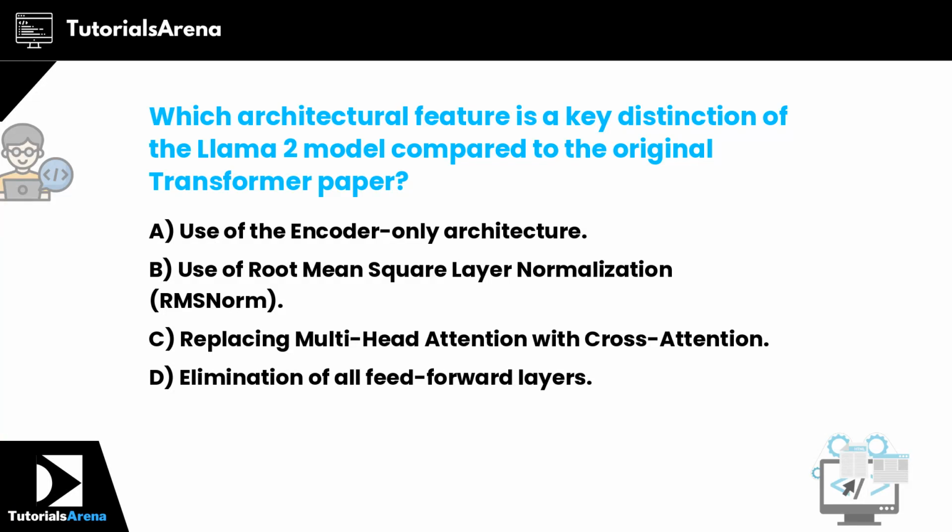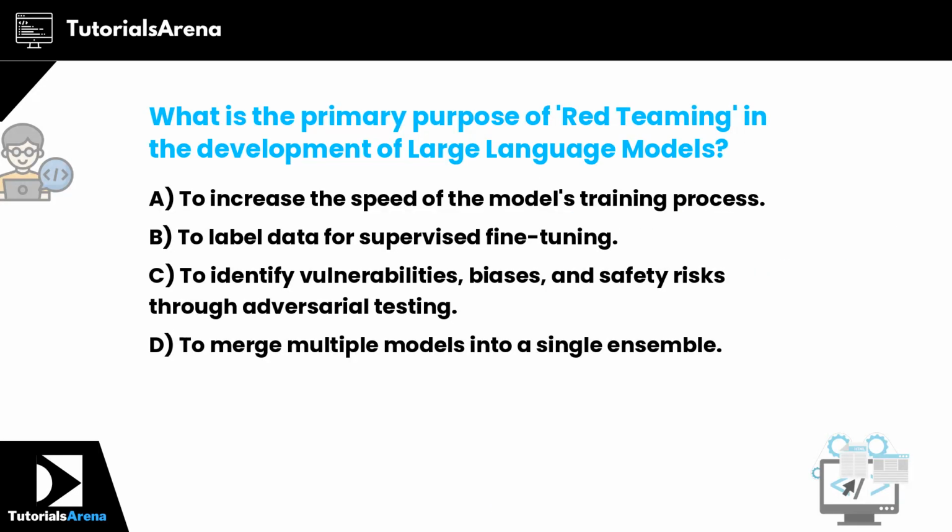Which architectural feature is a key distinction of the Llama 2 model compared to the original Transformer paper? The correct answer is option B, use of root mean square layer normalization, RMSNorm. What is the primary purpose of red teaming in the development of large language models? The correct answer is option C, to identify vulnerabilities, biases, and safety risks through adversarial testing.